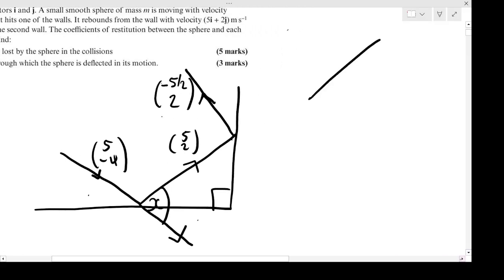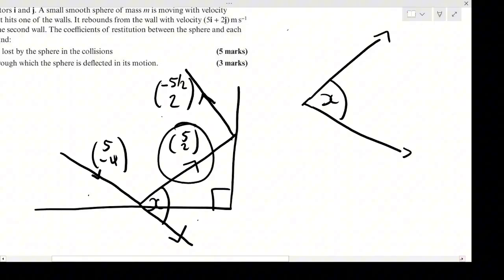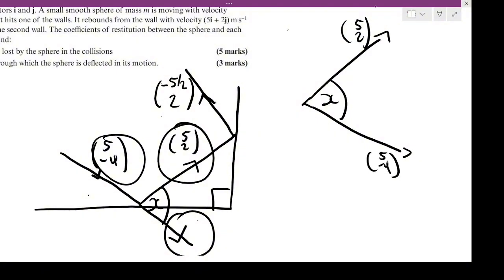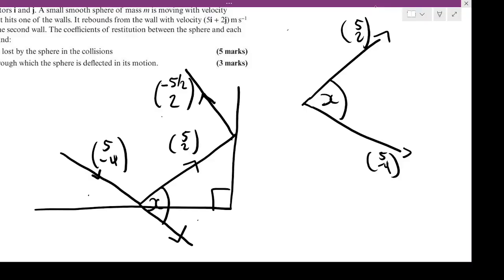There we are. This is angle X. So that velocity there is (5, 2), that vector there, and this vector here would be (5, -4). So hopefully you're happy with that. That's just the diagram for the angle there.